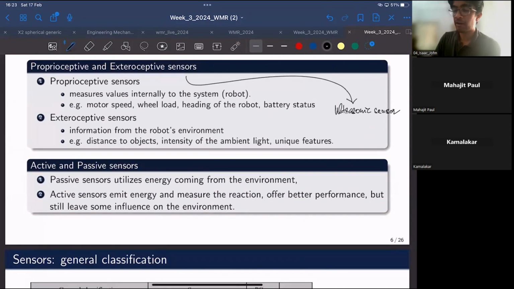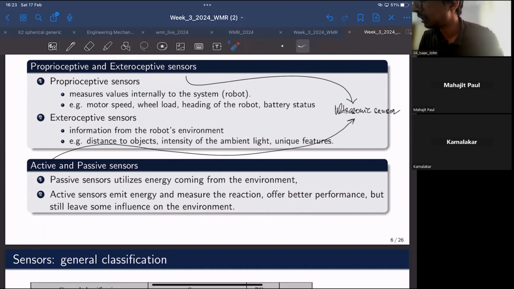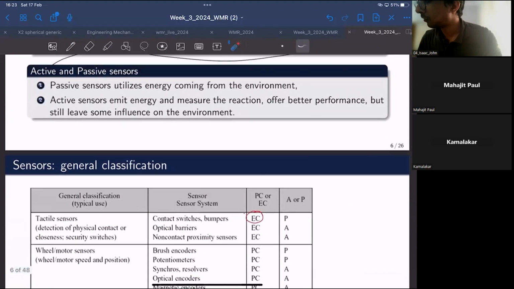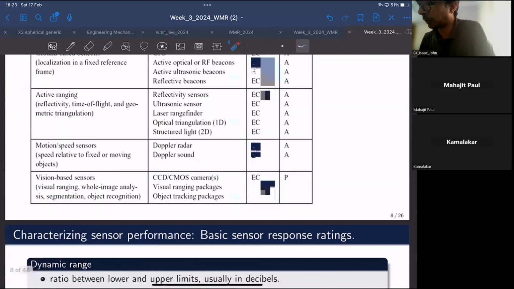And due to the fact that we have to provide some sort of energy for the functioning of an ultrasonic device, it also is an active sensor, right? So based on these two classifications, an ultrasonic sensor is an exteroceptive sensor. It is also an active sensor. So that is also what we are looking for from the question.